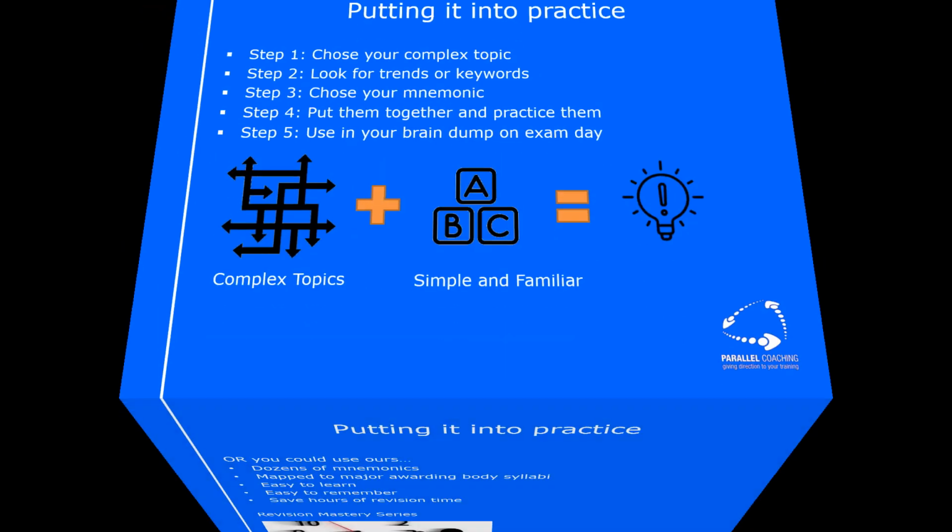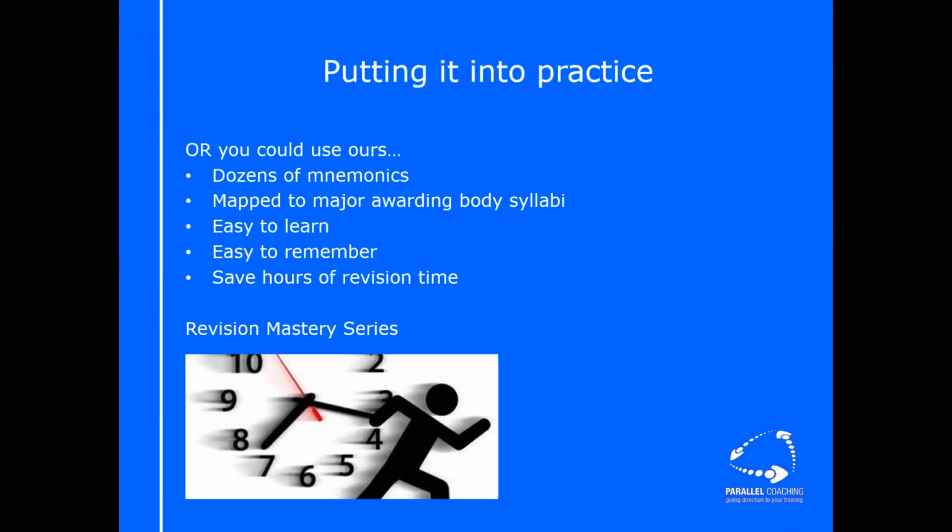So if you don't want to create your own, you can use ours. We have dozens of mnemonics, and these are all sat within our Revision Mastery series, which we have for Level 2 Principles of Exercise and Health. In this Revision Mastery series, we've mapped all of these mnemonics to your major awarding bodies. These include Active IQ, CYQ, YMCA and VTCT, and these are the main awarding bodies that fitness providers use in order to take the exam. So you know that whatever you're learning is mapped to what you're actually going to sit in your exam. So it's not going to be something that's extra to what you need to know.